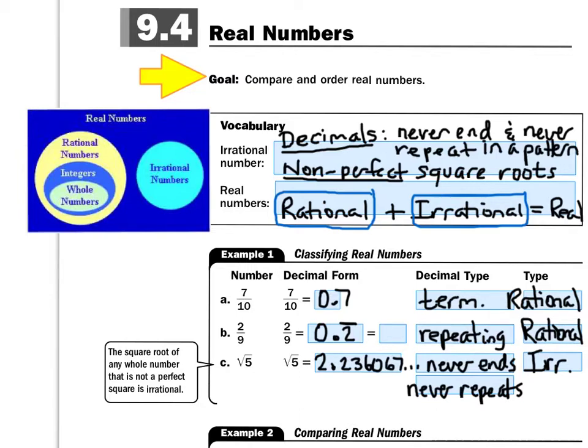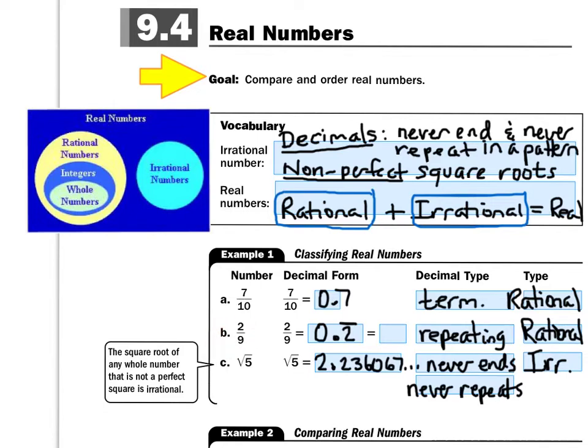All right, take a look at example 1, classifying real numbers. This is kind of the easy part. Look at A. If I give you 7/10, you should know right away it looks like a fraction, so it must be rational. They're showing you another way to do it. If you changed it to a decimal, 7/10 would be 0.7. And so it's what we call a terminating decimal. It stops, and it's rational. But you knew that right away because you saw it was a fraction.